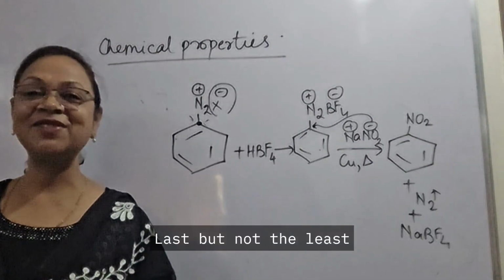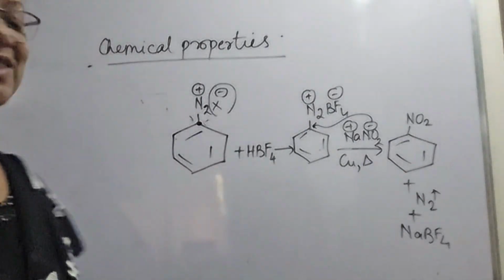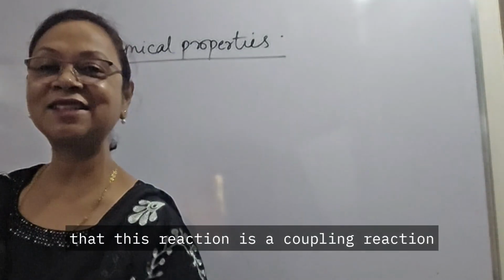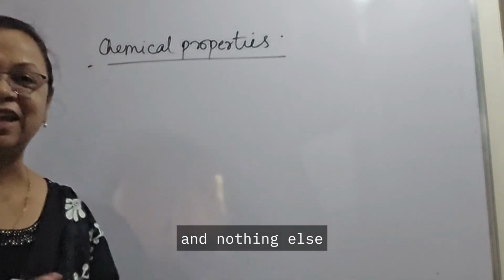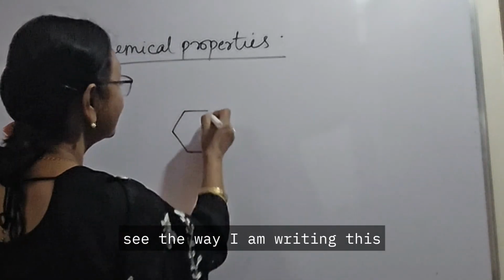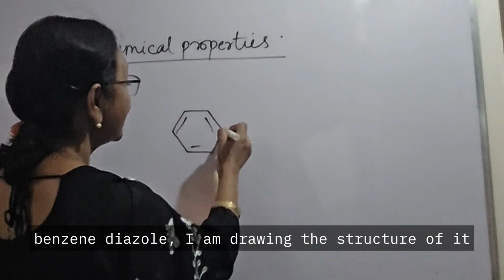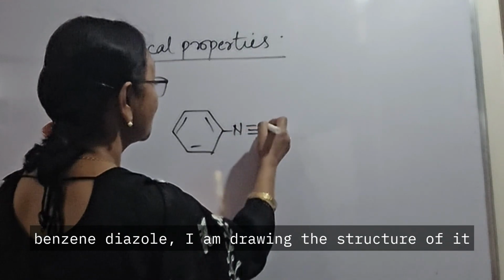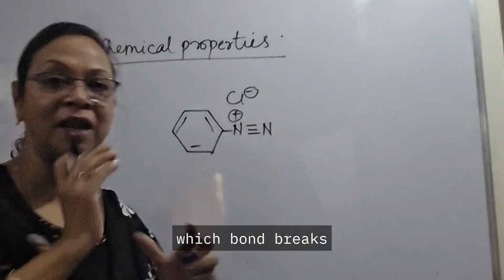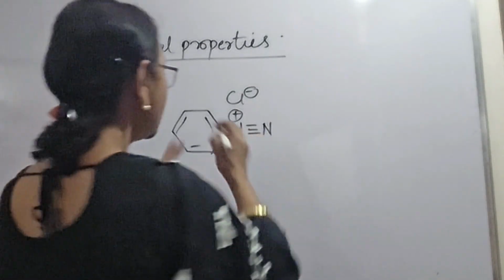Last but not the least, we'll have to do the coupling reactions. So let's go on to the coupling reactions. Like, what is the trick and how do you know that this reaction is a coupling reaction and nothing else? So you will understand that. See the way I'm writing this benzene diazonium, I'm drawing the structure of it. Otherwise it's not fun understanding which bond breaks and which bond makes.